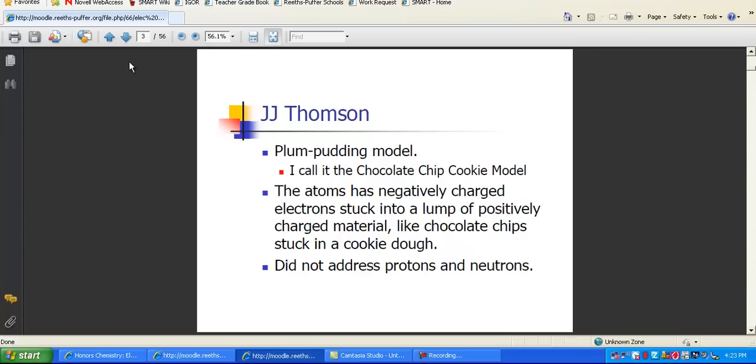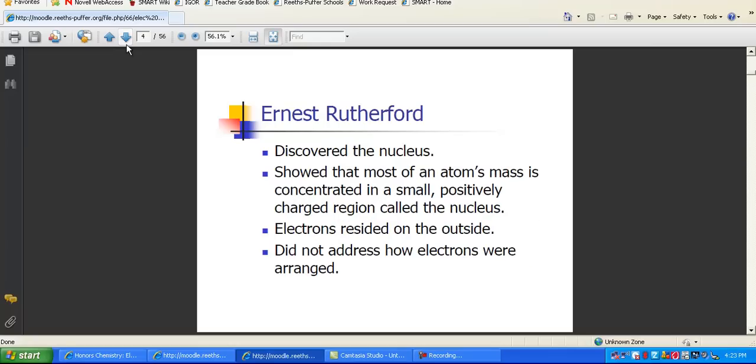He didn't know about protons and neutrons, but he certainly started to address the arrangement of these particles known as electrons, randomly dispersed throughout, kind of like a chocolate chip cookie.